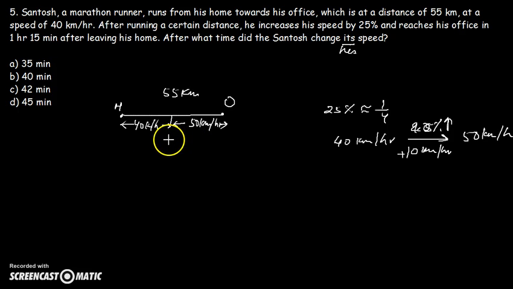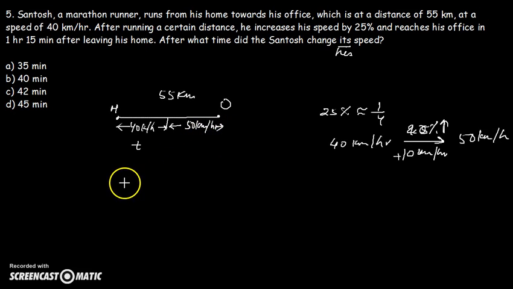Now the question is, after what time did Santosh change its speed? So let us assume that Santosh traveled for a time t in which his speed was 40 km per hour and afterwards his speed was 50 km per hour. So the total distance is given as 55 km. For the first few distance, time is t. So the remaining time will be 1 hour 15 minutes minus t hours.